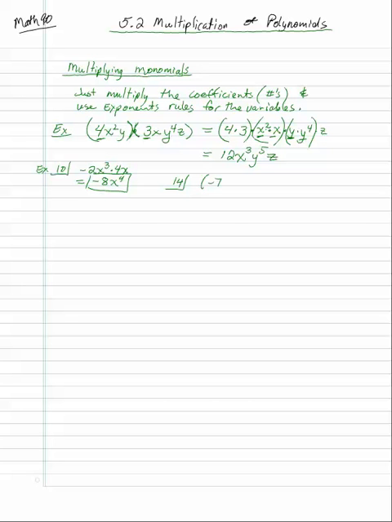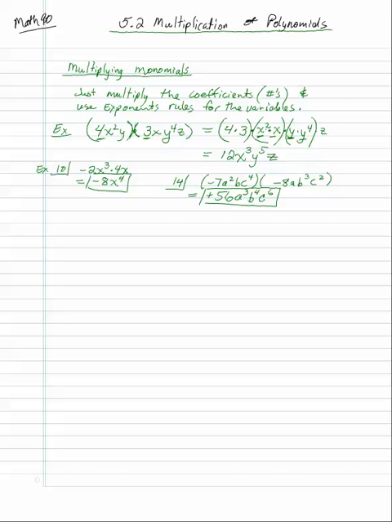We have negative 7a squared b c to the fourth times negative 8a b cubed c squared. And again, numbers, letters. So I do the numbers, positive 56, a to the third, because 2 plus 1 is 3. b's, b to the 1 and b to the 3, 1 plus 3 is 4. And c's, 4 plus 2 is 6. So simple enough. Alright, so that's a monomial with a monomial.